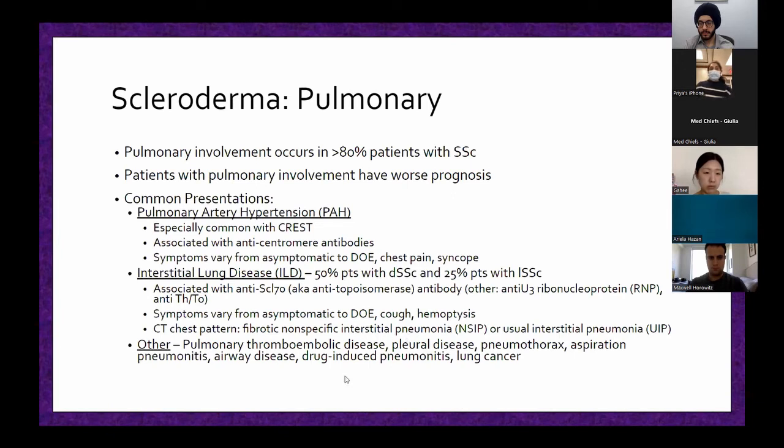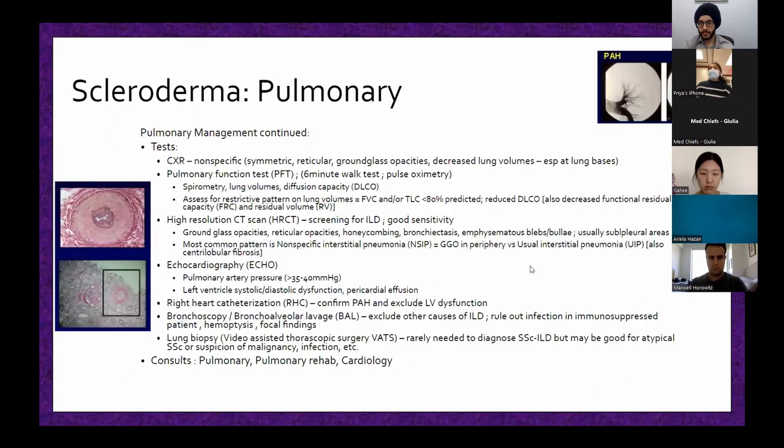Other important pulmonary manifestations include thromboembolic disease, pleural disease, pneumothorax, aspiration, drug-induced pneumonitis, and lung cancer, like I told you, as a higher risk in scleroderma. So the management, what is it in terms of testing? You can start with the cheap chest X-ray. PFTs assess lung volumes. The key is a reduction in the DLCO. That is a good indicator, as well as a reduced total lung capacity, or FVC.